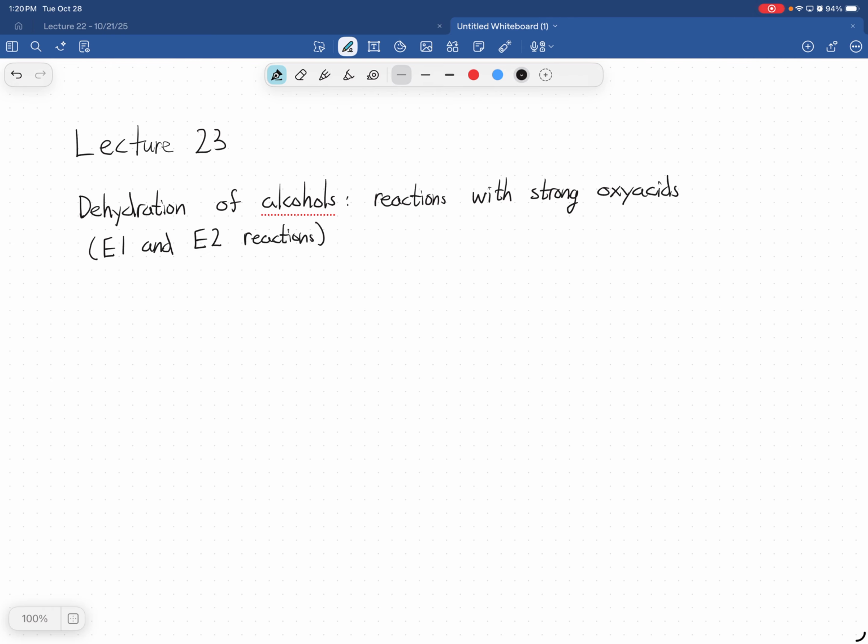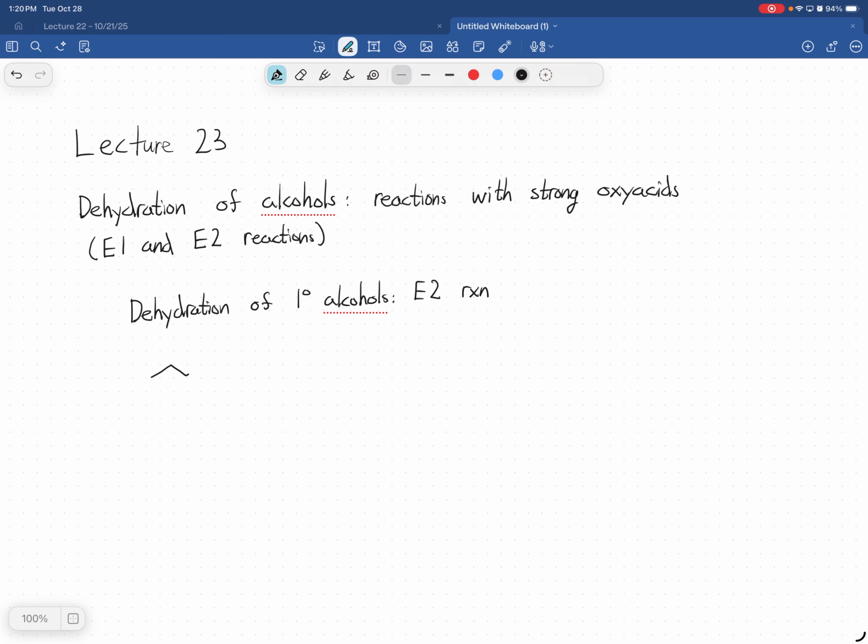All right. So there's three classes here. Dehydration. Let's go with the first one. Dehydration of primary alcohols. Okay, so this goes through an E2 reaction.